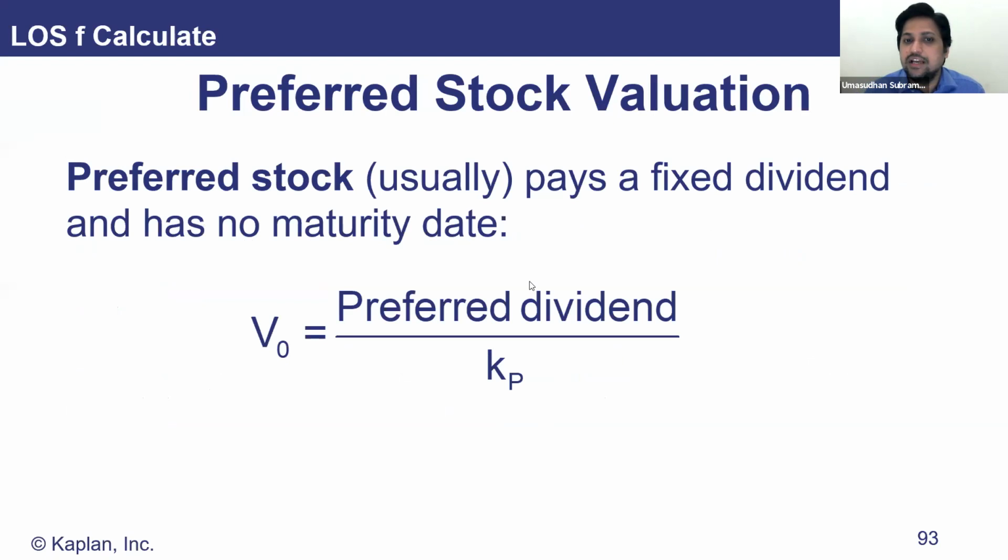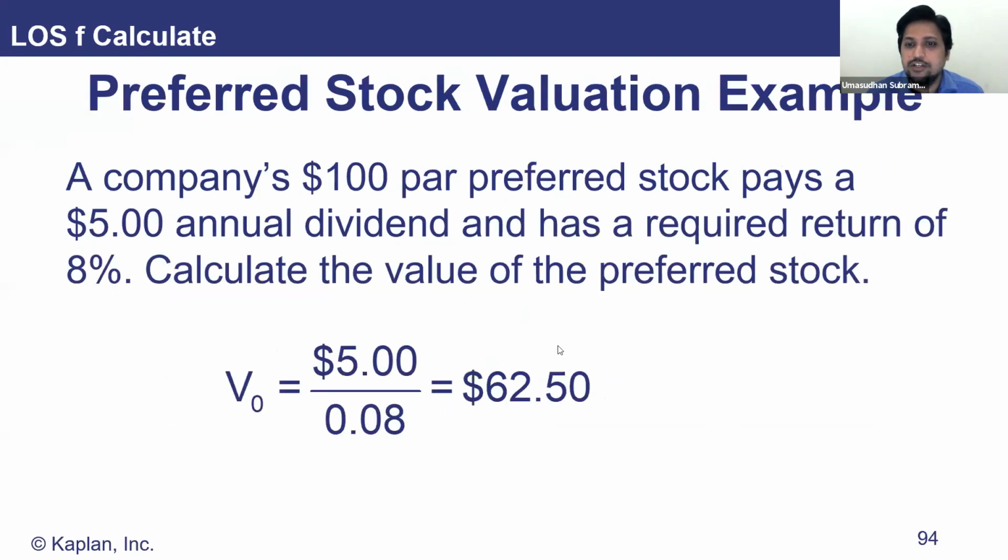Okay, now we are looking at preference stock valuation. Now we are trying to look at the value of a preference stock. How do you value preference stock? Look at this example. This is the easy thing to do in the exam. A company's $100 par value preferred stock pays 5% dividend and has a required rate of return of 8%. So that is your cost of capital. Calculate the value of the preference stock. Let's say this is an irredeemable stock.